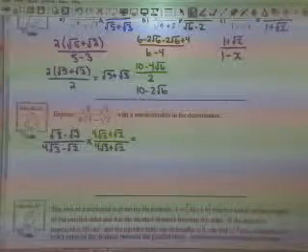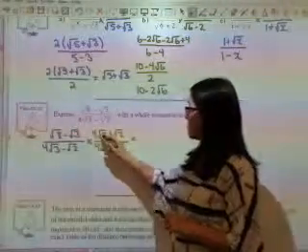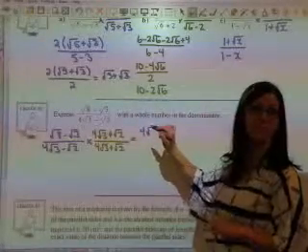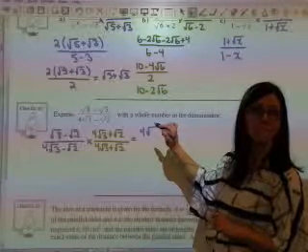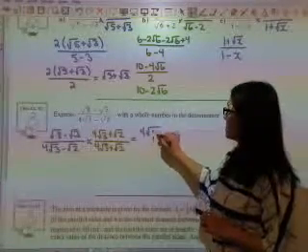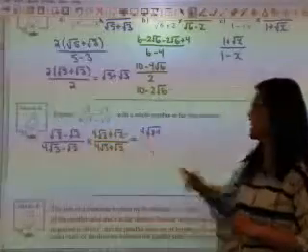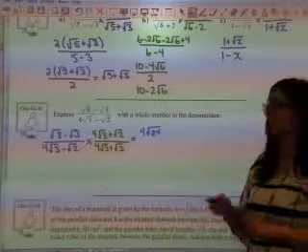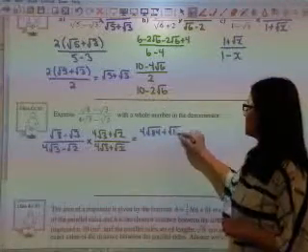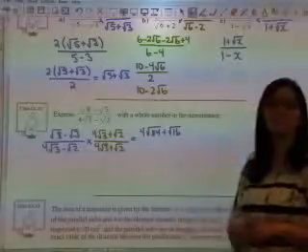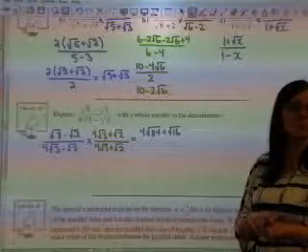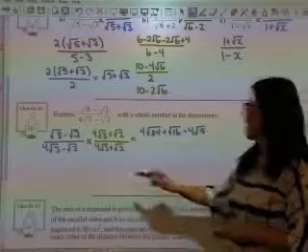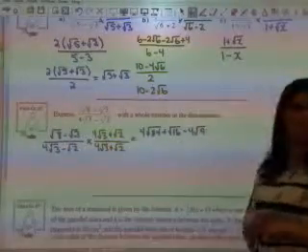So again, using the distributive property. Root 8 times 4 root 3 would give me 4 root 24. And then root 8 times root 2. Negative root 3 times 4 root 3. And then negative root 3 and positive root 2.